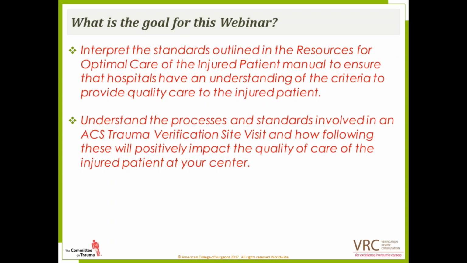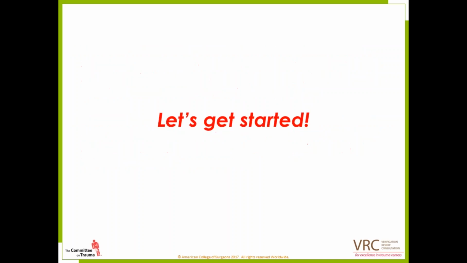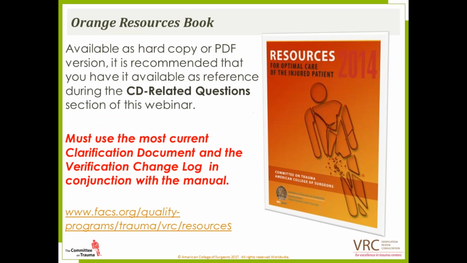The goal for today's webinar is to interpret the standards outlined in the Resources for Optimal Care of the Injured Patient Manual to ensure that hospitals have an understanding of this criteria to provide quality care to the injured patients, understand the processes and standards involved in an ACS trauma verification site visit, and how following these will positively impact the quality of care of the injured patients at your center. So let's go ahead and get started.